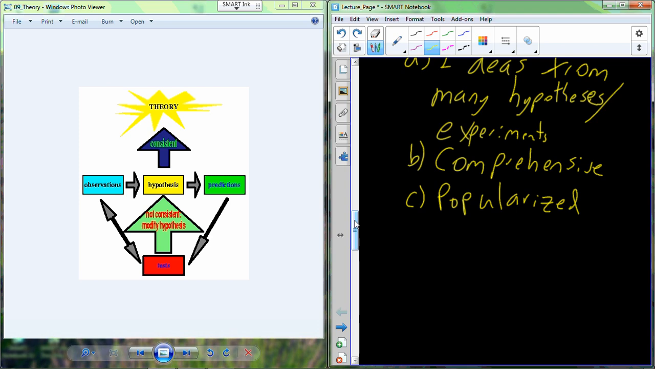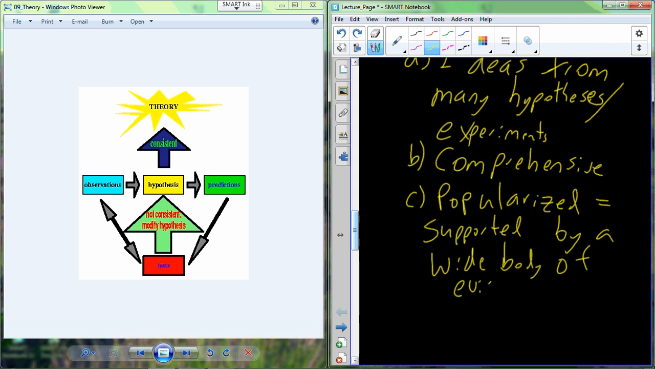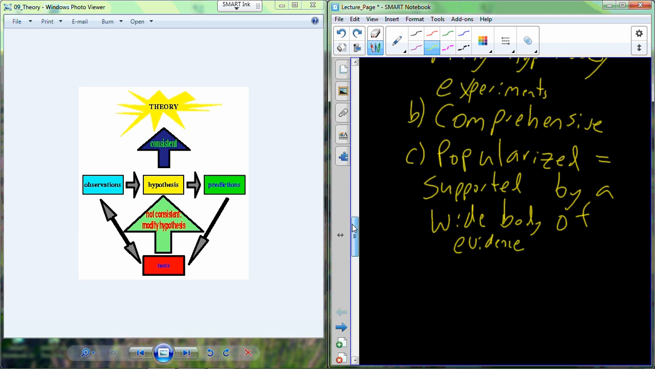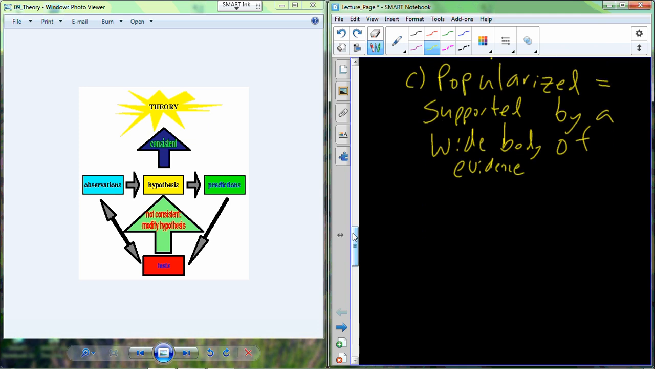But I survey all of the different types of theories out there, and I think that there are two types. There are those that are popularized. And when I say popularized, that's actually a good thing. It's popular because it looks really good, because it's going to be supported by a wide body of evidence. So it's popularized by a wide body of evidence.